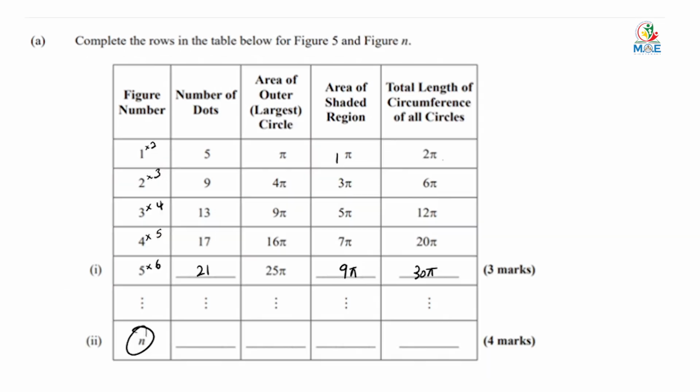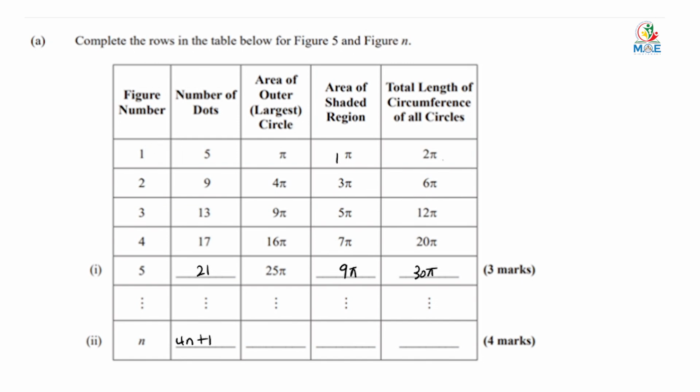So n, so the number of dots. Earlier we saw to move from here to here, we simply multiplying by 4 and we add in 1. So 1 multiplied by 4 plus 1. So this would be 4 multiplied by n, which is 4n plus 1.